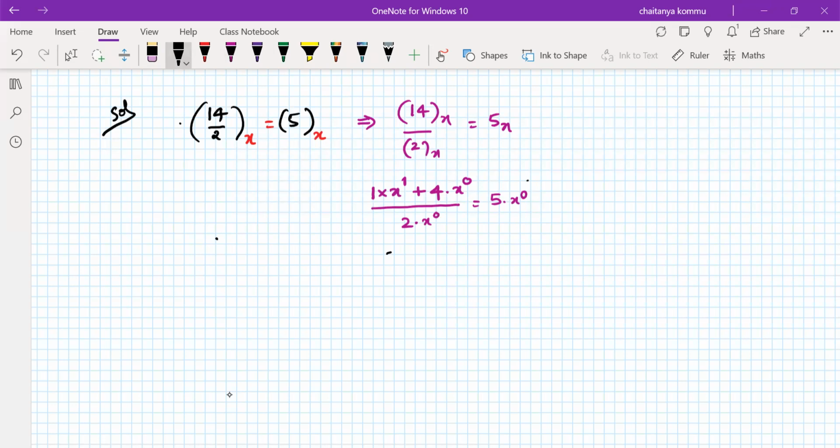So what is this value now? 1 into x means x, plus 4 into x to the power of 0. X to any power 0 is 1, so 1 into 4 is 4. Divided by 2, that is equal to 5. So x plus 4 is equal to 10, x is equal to 6. Therefore, under radix 6, this division is correct.